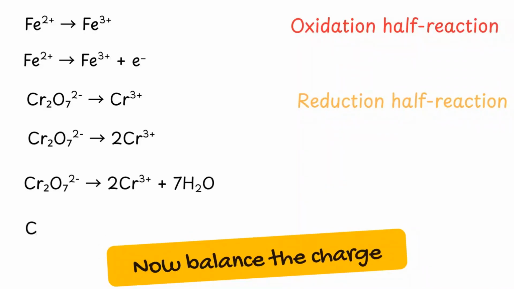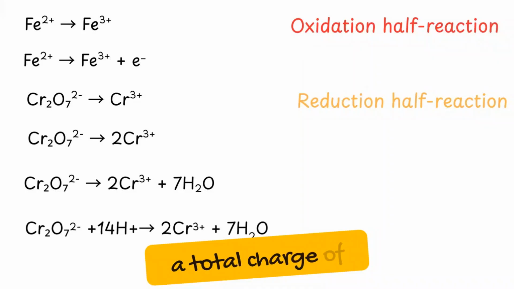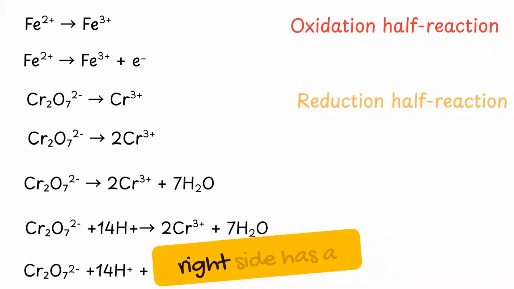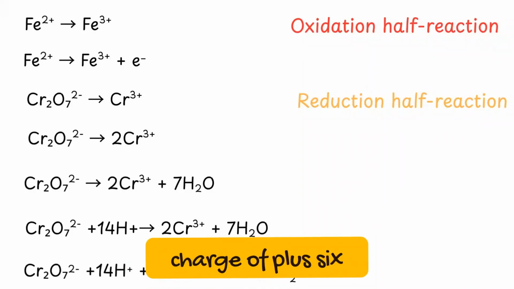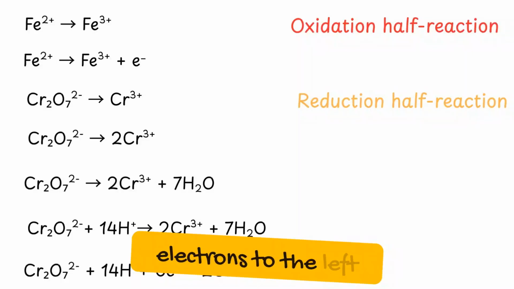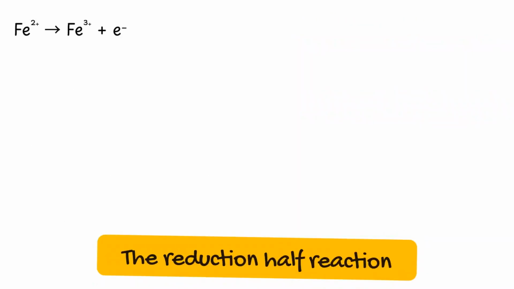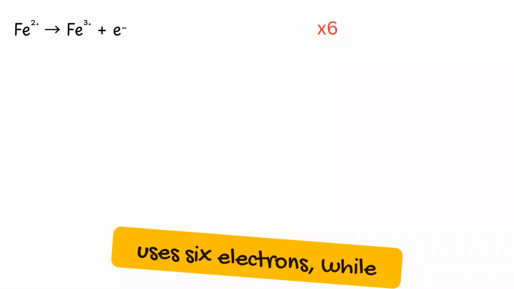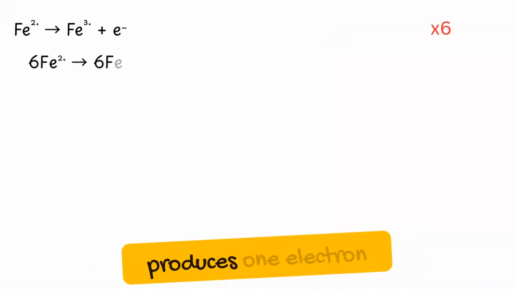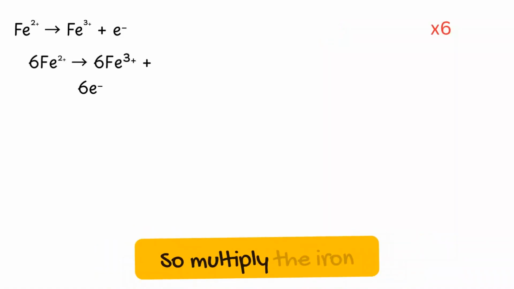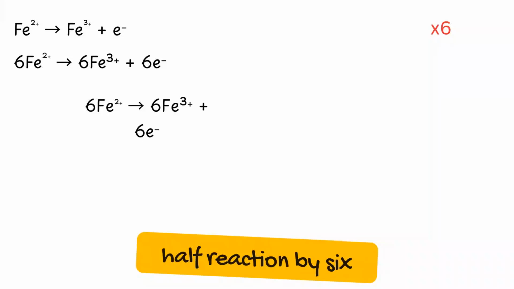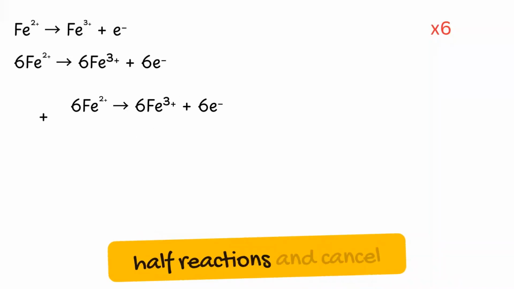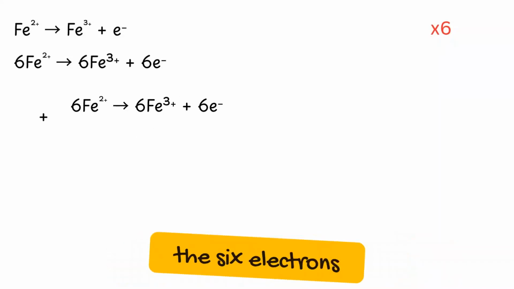Now balance the charge. The left side has a total charge of +12, and the right side has a charge of +6. So we add 6 electrons to the left side. Now equalize the electrons. The reduction half reaction uses 6 electrons, while the oxidation half reaction produces 1 electron. So multiply the iron half reaction by 6. Now add the 2 half reactions and cancel the 6 electrons.